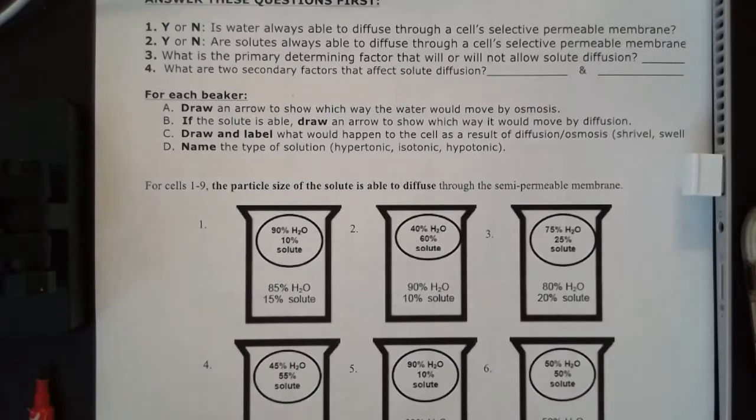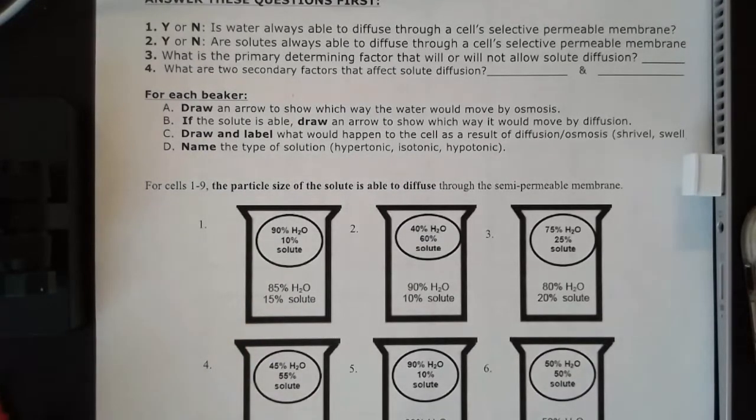C says to draw and label what would happen to the cell as a direct result of the diffusion and osmosis. So will the cell shrivel? Will it swell? Will it stay the same? And then you have to finally tell what type of solution the cell is in. So let's do number 1 together on the front here.